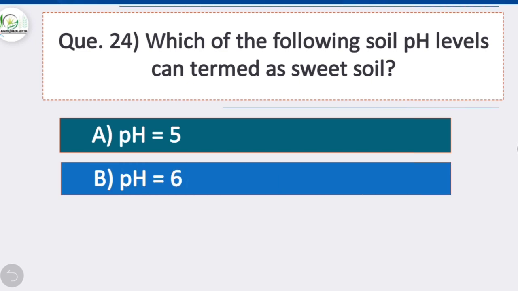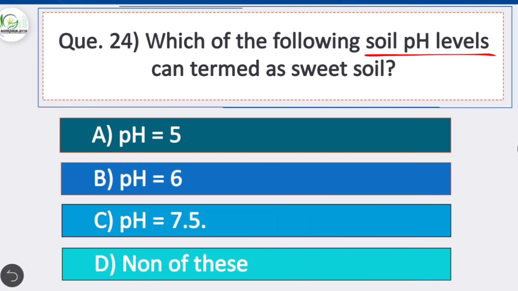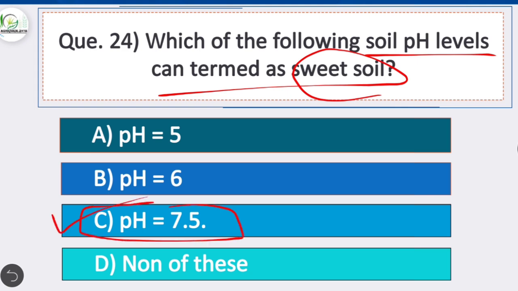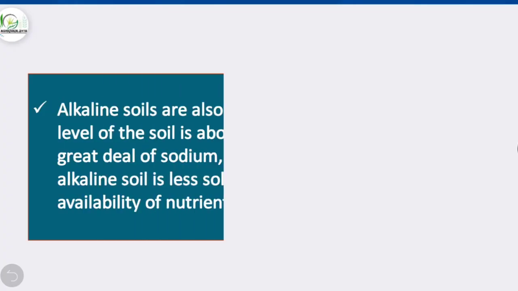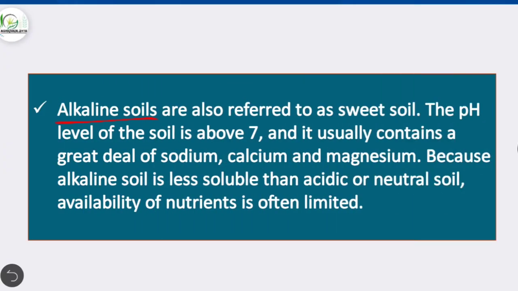Question number 24. Which of the following soil pH levels can be termed as sweet soil? Option C is correct, pH 7.5. Alkaline soils are also referred to as sweet soil. The pH level of the soil is above 7 and it usually contains a great deal of sodium, calcium and magnesium. Because alkaline soil is less soluble than acidic or neutral soil, availability of nutrients is often limited.